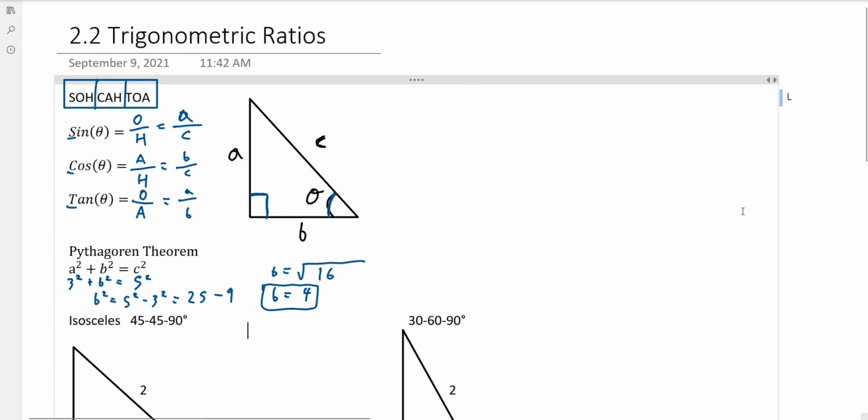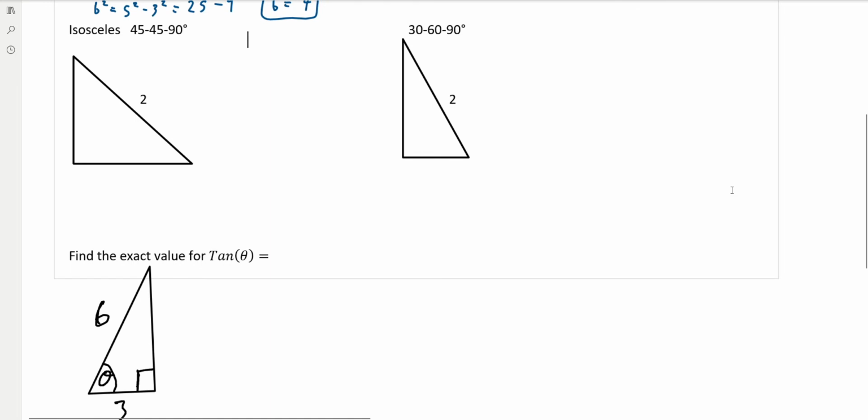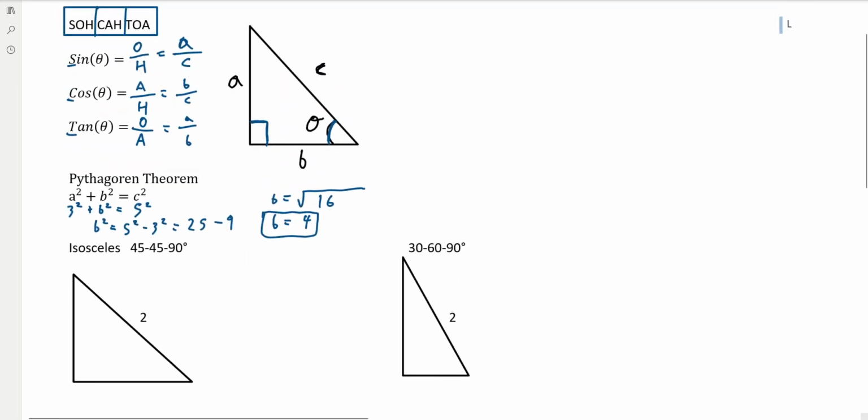And now let's start taking a look. Those are all review things. Now let's start taking a look at this year's content. So here we have an isosceles triangle. 45, 45, and 90 degrees are the angles. This you can memorize once you learn it, but if you learn how to get there, then you don't even have to memorize. So let me show you how to get there.